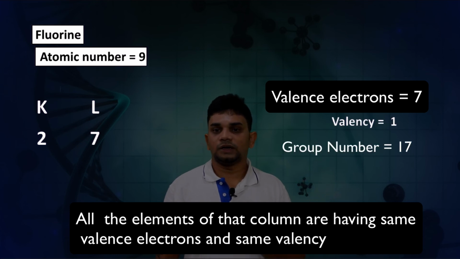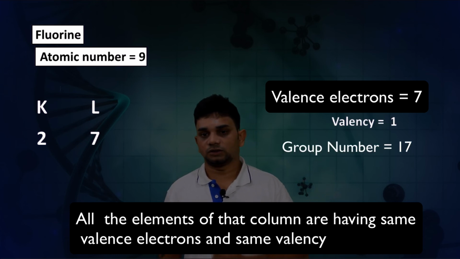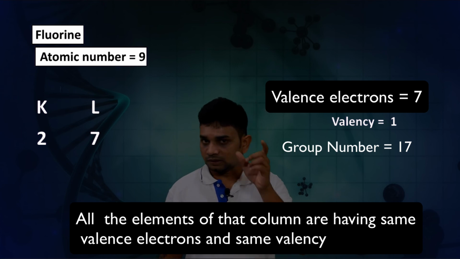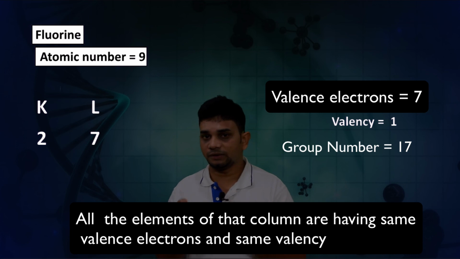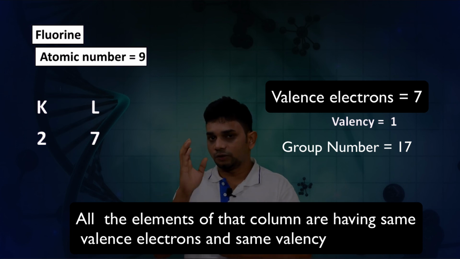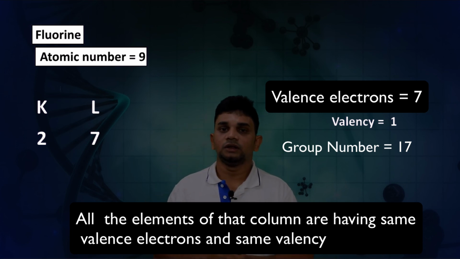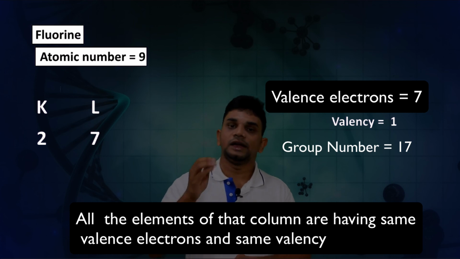All the elements of that column have the same valence electrons and the same valency. Fluorine is in group 17. All the elements of group 17 are going to have the same number of valence electrons and the same valency.